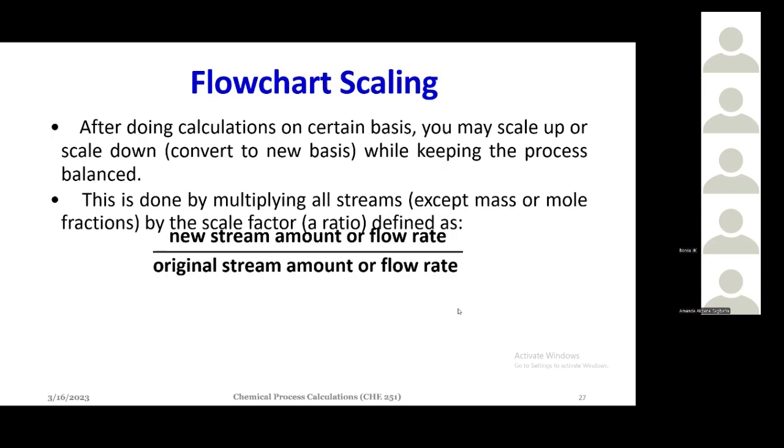So that is the whole idea of flow chart scaling. You can find the scale factor as your new stream amount divided by your original stream amount. So for any value that you choose, when you divide by the actual one, you get a certain value, and that will be the scale factor. When you multiply through all the values you have, you end up getting the same answers, otherwise you end up getting different answers.